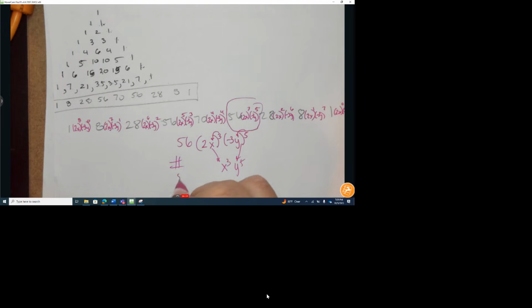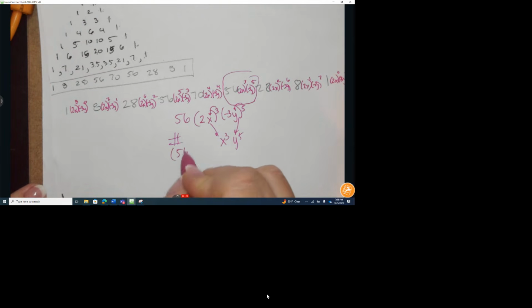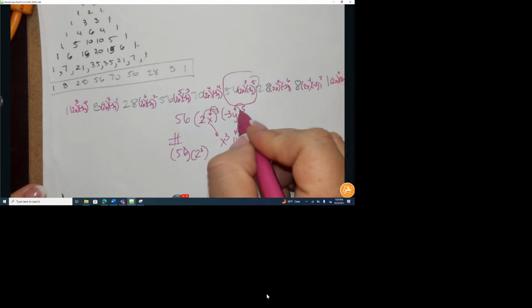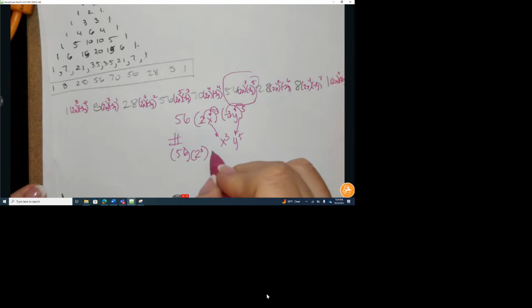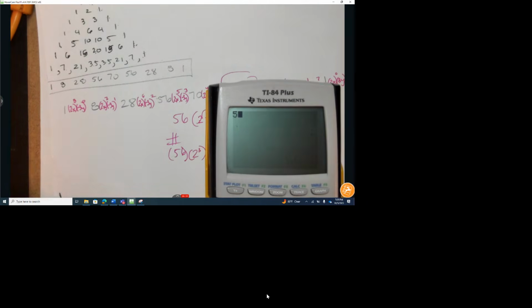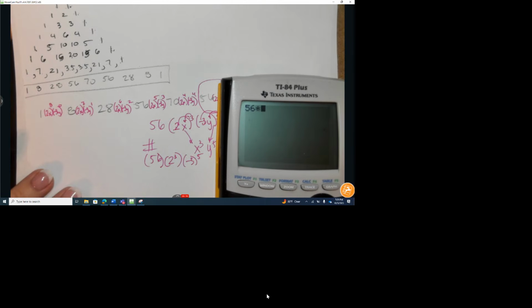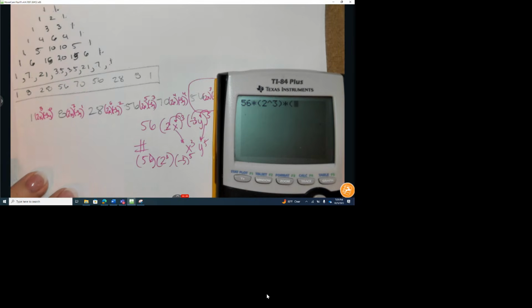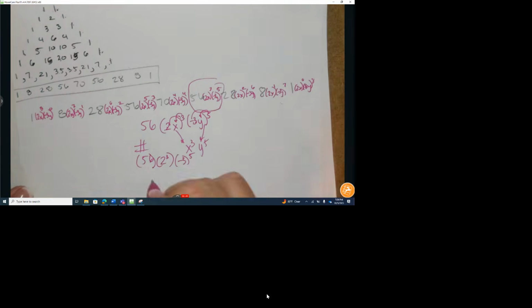So I need to take 56 in a calculator, giving myself enough room. Then I need to take 2 to the 3rd. Remember, this has to be applied to both, and negative 3 to the 5th. So that's what I'm going to do in a calculator quickly. I'm going to take 56 times 2 to the 3rd times negative 3 to the 5th. And I end up with an answer of negative 108,864.